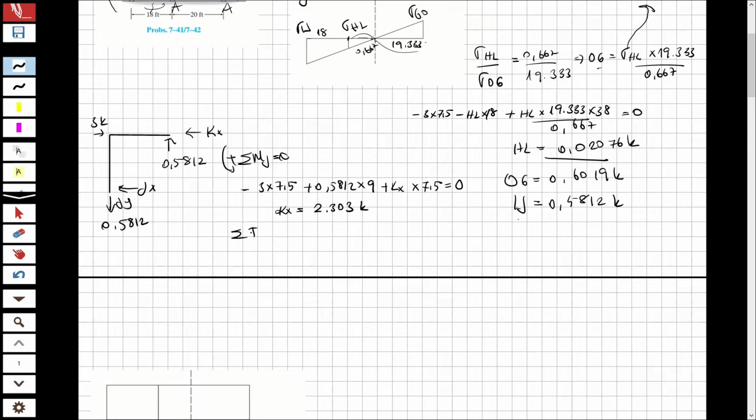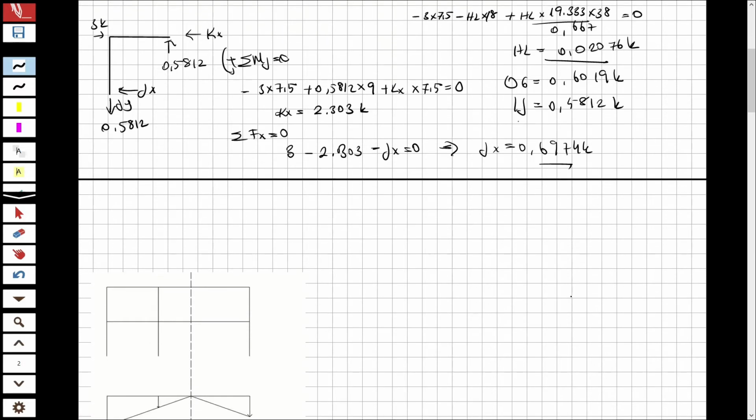So let's write the total fx and determine the jx also. And for jx, 3 minus 2.303 minus jx equal to 0. And so jx will be equal to 0.6974 kips. Now also we have jx.